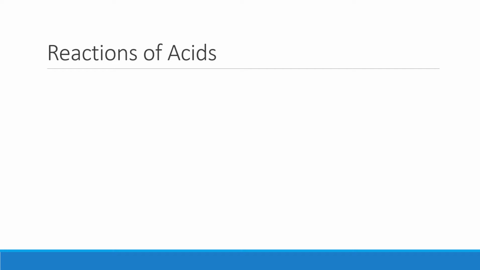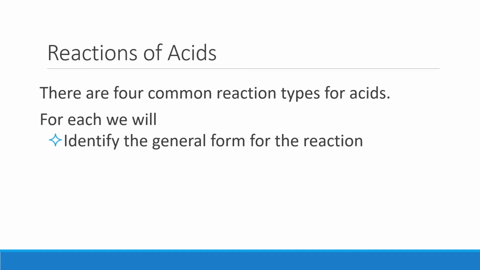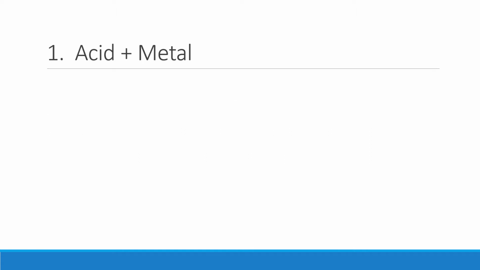So, reactions of acids. There are 4 common types of reactions that acids go through, and for each of these, we would like to, first of all, identify the general form of the reaction, right? So we already did that with acids and bases. Acid plus base yields salt plus water. That's the general form. We want to, if we're given the reactants, be able to predict the products, and then, of course, balance the equation.